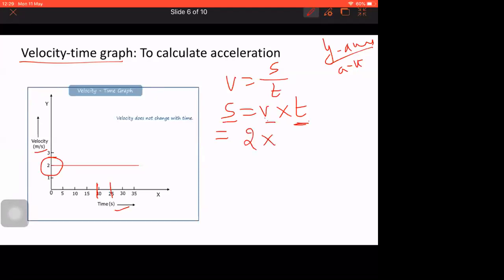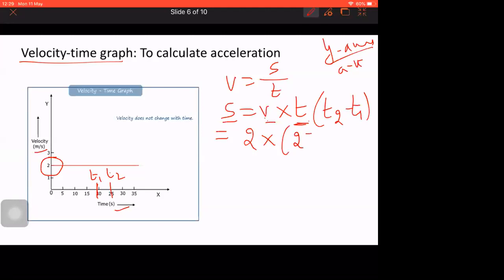I am asking you between two time intervals, so you can take t1, t2. So this t will become t2 minus t1, because I am not saying calculate at 20 or calculate at 25. I am asking you to calculate between 20 and 25. So 2 into 25 minus 20.